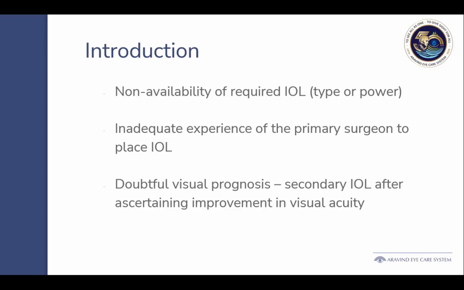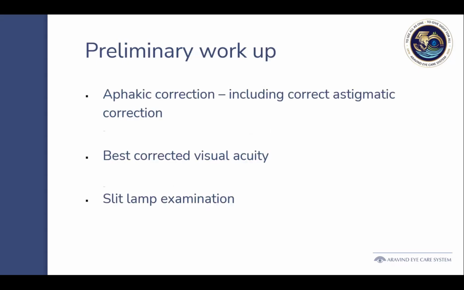the placement of the IOL. Or when the surgeon has inadequate experience to place the IOL, as a primary surgeon is not sure if he can really place the IOL, and again, a doubtful visual prognosis. So a secondary IOL, after ascertaining the improvement in visual acuity, would be in place, like in traumatic cataracts. You don't know how much the damage is, so you may choose to do the cataract extraction first and then the IOL placement.